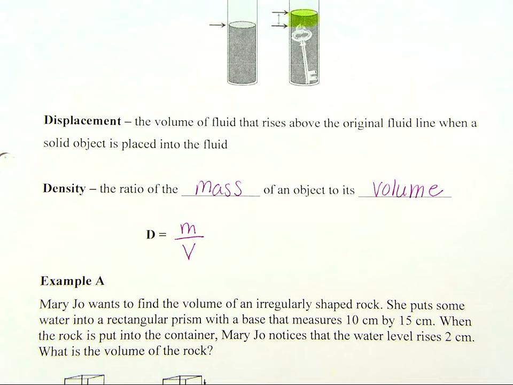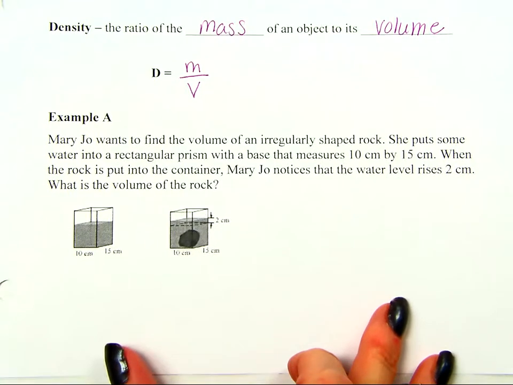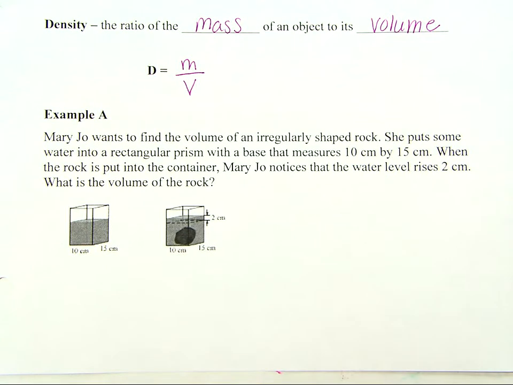We're going to take a look at an example that refers to density. First of all, let's take a look at example A. Mary Jo wants to find the volume of an irregularly shaped rock. She puts some water into a rectangular prism with a base that measures 10 centimeters by 15 centimeters. When the rock is put into the container, Mary Jo notices that the water level rises 2 centimeters. What is the volume of the rock?